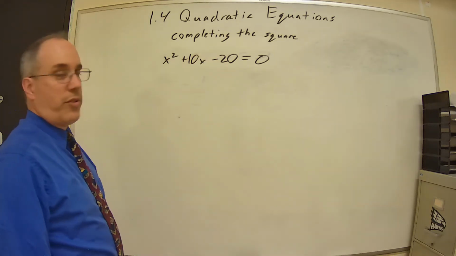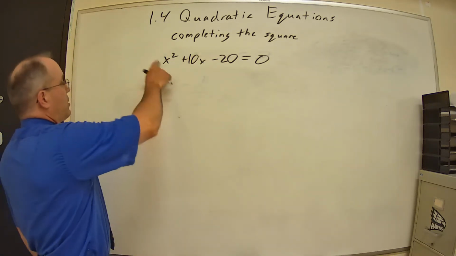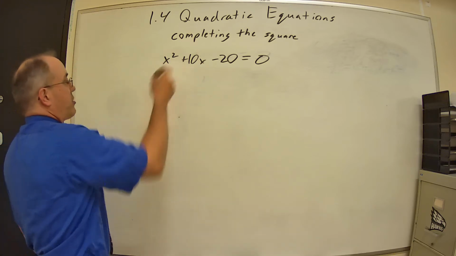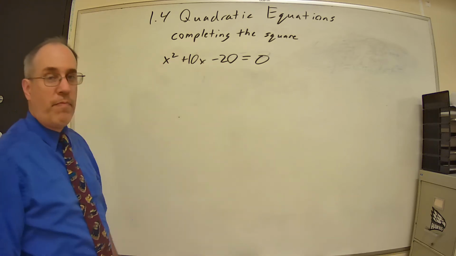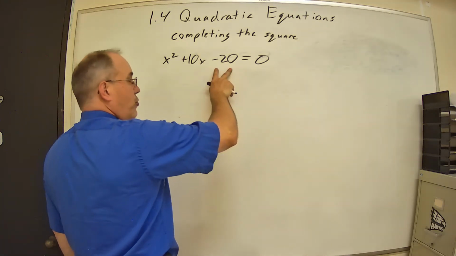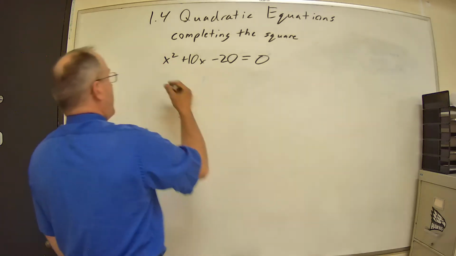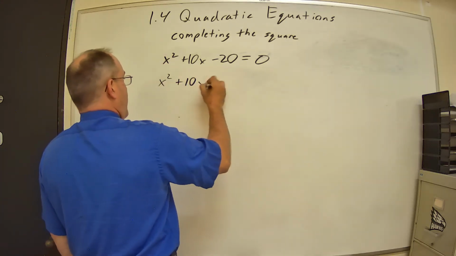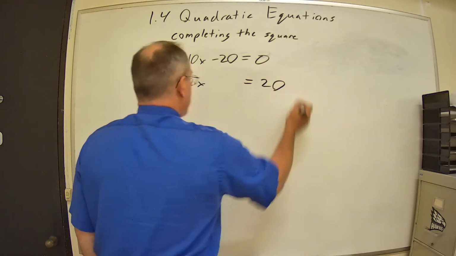10x minus 20 is equal to 0. So the first thing we do is we look to see if this leading coefficient is 1. In this case it is 1x squared, so that's good. So we don't need to divide it out. The second thing we're going to do is add 20 to both sides. We're going to move the constant term over to the other side, leaving us with x squared plus 10x is equal to 20.